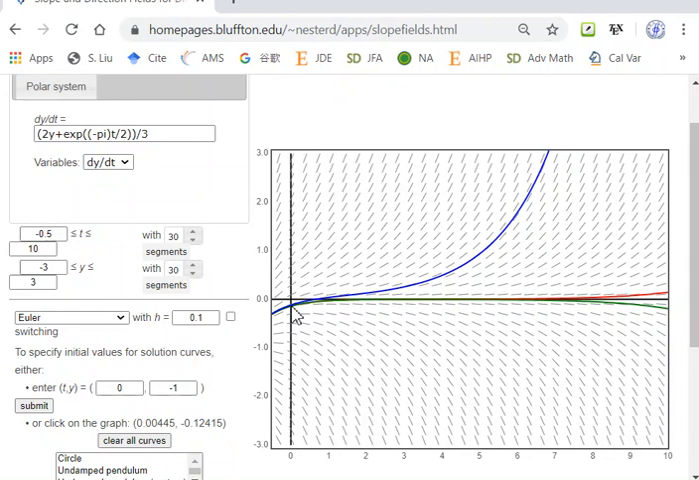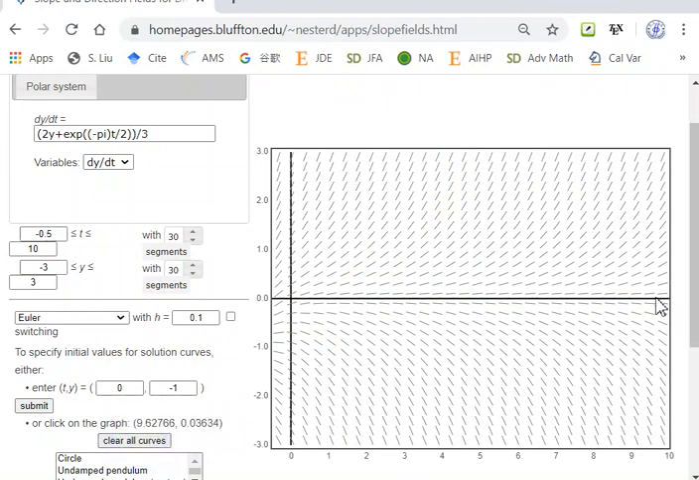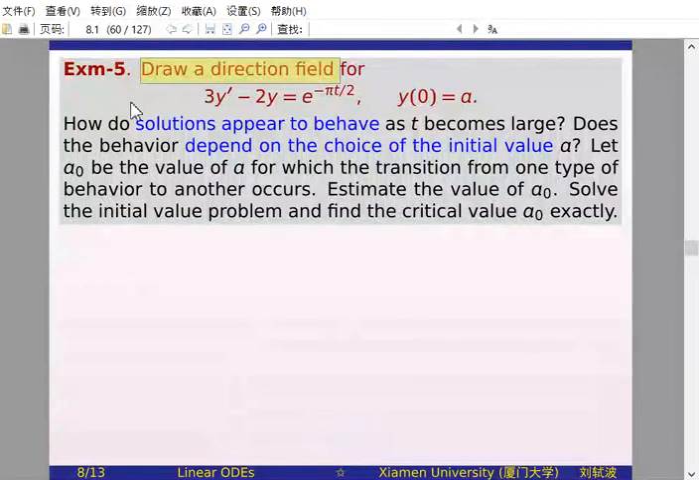So you can find this is an approximate value of the number. So we believe when a is greater than this number, the curve will go to positive infinity. When a is less than this number, the curve will decay to negative infinity. So therefore the curve very close to the horizontal axis, the y-coordinate of its intersection with the y-axis, that is minus 0.12415, is the critical value. Okay, so we have solved this problem by drawing the direction field and the integral curve using our web page.